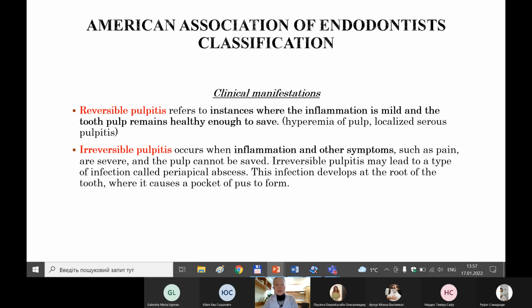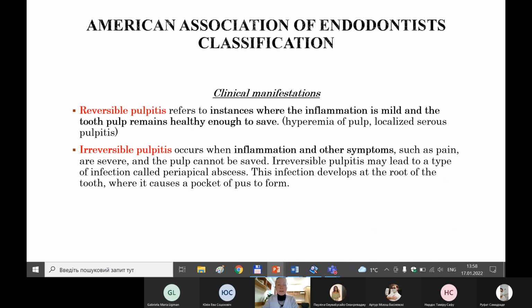Irreversible pulpitis occurs when inflammation and other symptoms such as pain are severe and the pulp cannot be saved. Irreversible pulpitis may eventually lead to a type of infection called periapical abscess, which develops at the root of the tooth, where it causes a pocket of pus to form. So irreversible pulpitis usually has endodontic treatment. Basically, they classify it according to this.